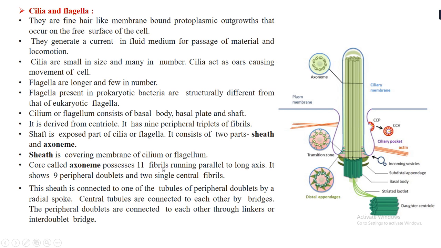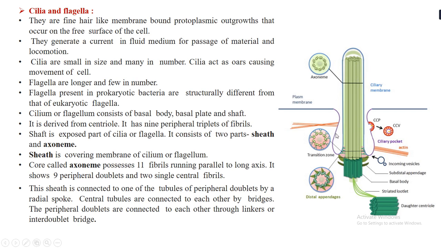Now if we say 11 fibrils, as you can see over here, they are running parallel to this long axis. It shows 9 peripherals, so these are 9 peripheral doublets, and then there are 2 single central fibrils. So that is how 9 plus 2 becomes 11. So there are 11 fibrils running parallel to this long axis.